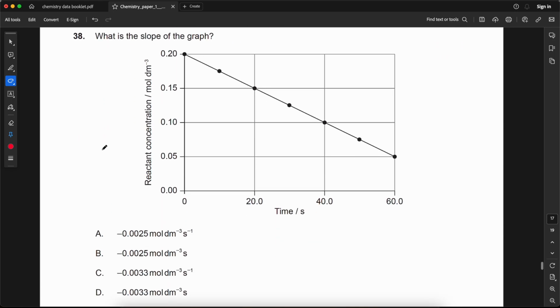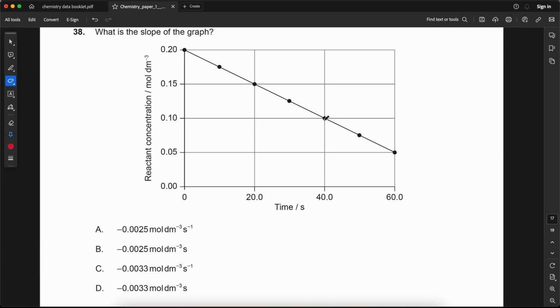What is the slope of the graph? I will take these two points. So M will be (y2 minus y1) divided by (x2 minus x1). So that will be (0.05 minus 0.1) divided by (60 minus 40), which is negative 0.05 divided by 20. So you produce negative 0.0025.